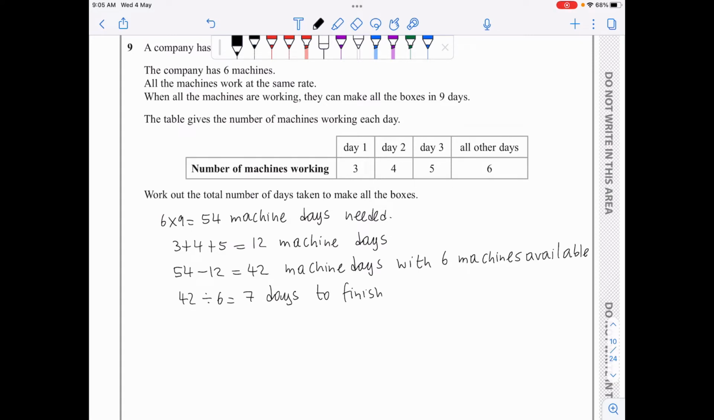So in total, because it's the total number of days needed here, and we had the first 3 days where we had parts of the machines working, it has to be 7 plus 3, which is 10 days. So that was question 9.